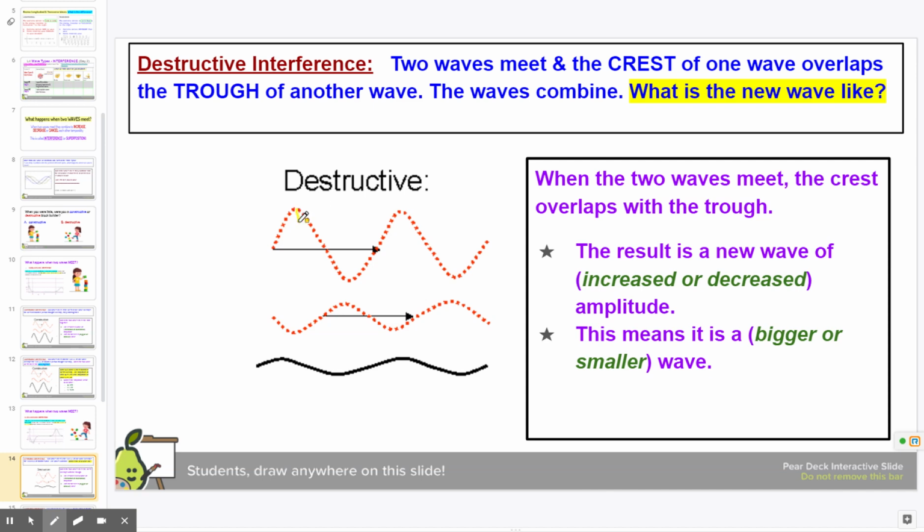Okay, so we have the crest of one wave and it overlaps the trough of another wave. Well, that's what we have here. Okay, so we have the crest of one wave and we have the trough of another wave. So this is like the hill and this is like the hole. And when we combine them, what is our new wave like? What's our new wave?